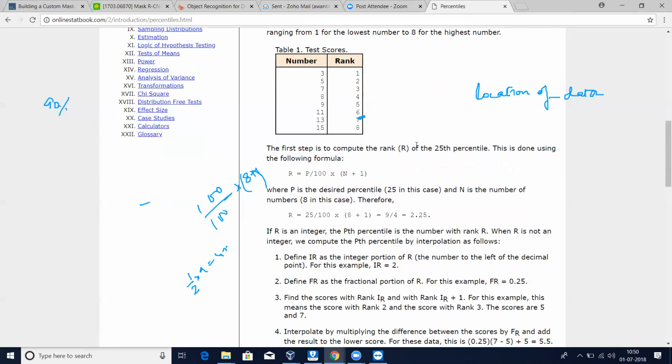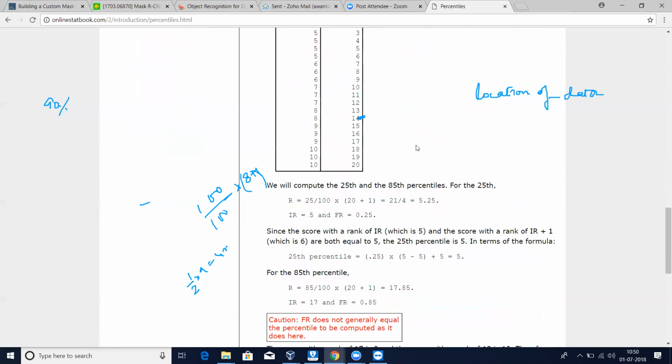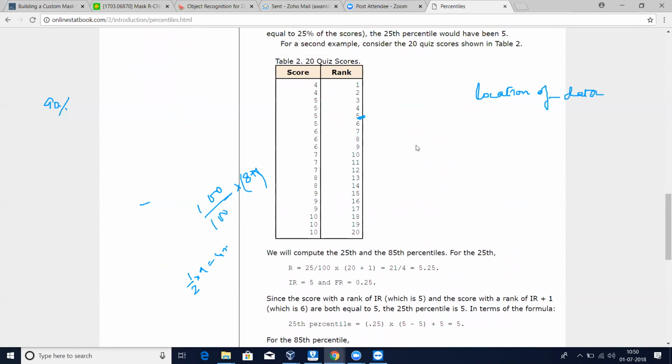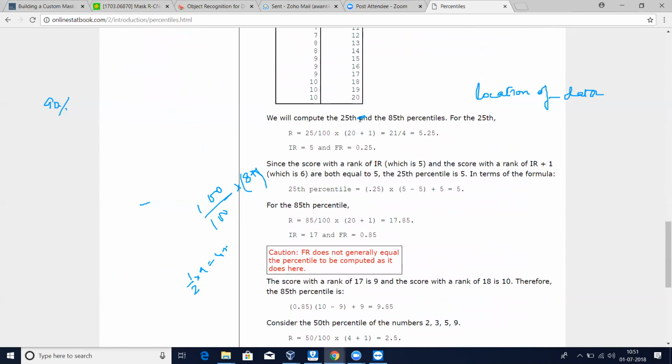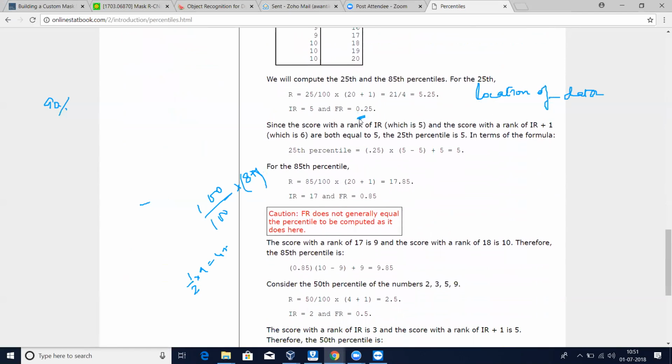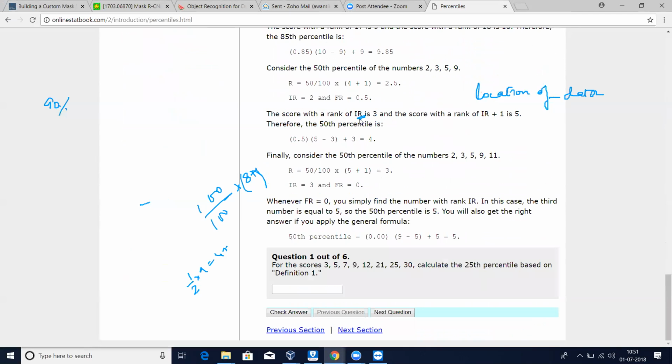Okay, so you have direct APIs to calculate that as well. Say here this is the data, and you want to find the 25 percentile over here. So that's what you're doing: 25 divided by 100 into 20 plus 1, that is 5.25. So here it will fall somewhere here. So that's how you are calculating the percentile.